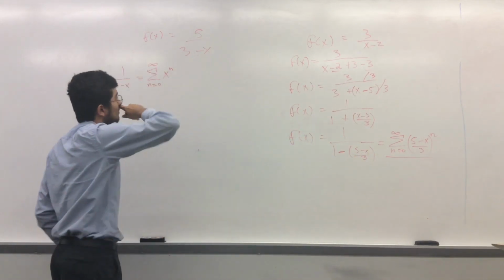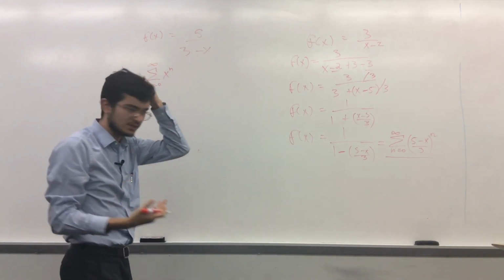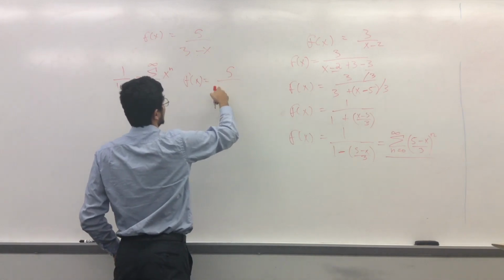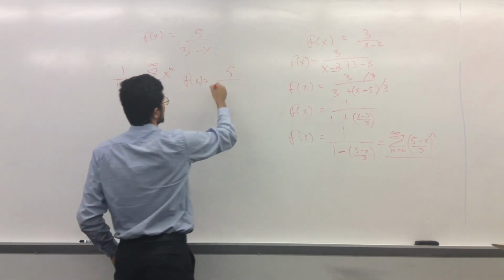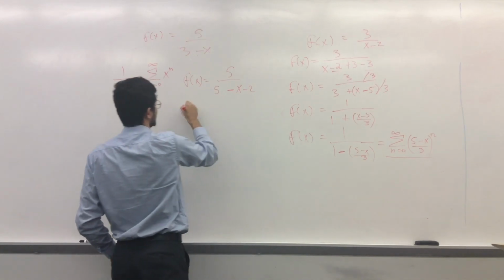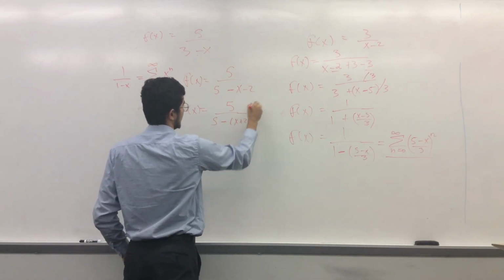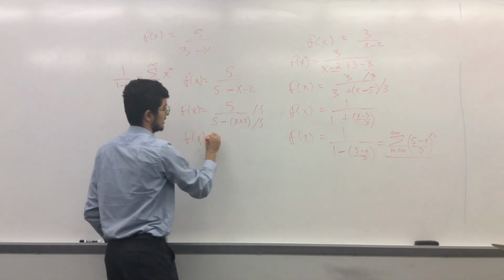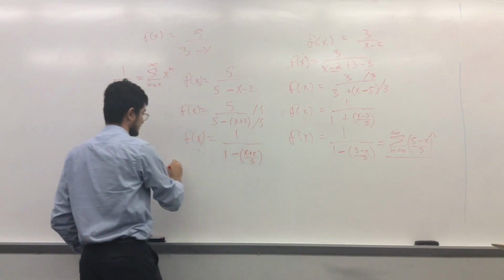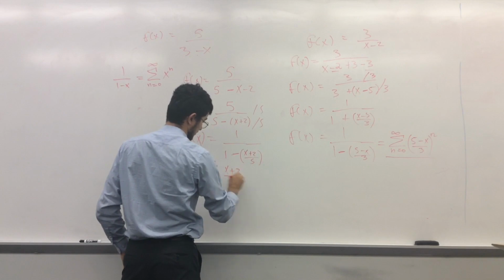Now this one, we kind of do the same manipulation. We want 5 on the bottom, because we have 5 on top, and then we divide by 5. So we have f of x equals 5 over, we want to add 2, so we have to subtract 2. So we have 3 plus 2 is 5 minus x minus 2. Look at that. And that's f of x equals 5 over 5 minus x plus 2. We divide by 5 on both sides, and we have f of x equals 1 over 1 minus x plus 2 divided by 5. So f of x equals the sum from n equals 0 to infinity of x plus 2 over 5 to the power of n.